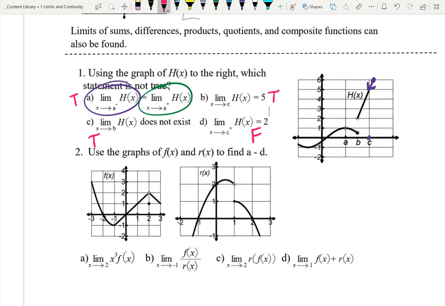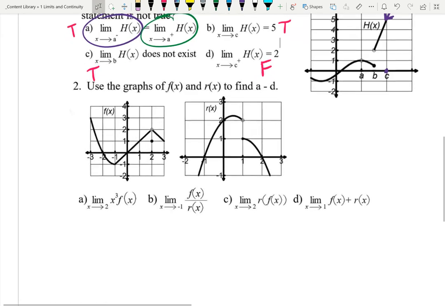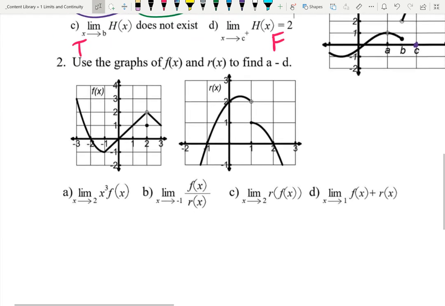All right, so on to number 2. This is a combination of graphs and functions. So use the graphs of f of x and r of x to find a through d. All right, well, the limit as x approaches 2 of x cubed times f of x. So the way this works is if you have a product inside a limit, you can just take the limits of the product. So in other words, we can say, what's going to happen to x cubed as x approaches 2, and what's going to happen to f of x as x approaches 2.